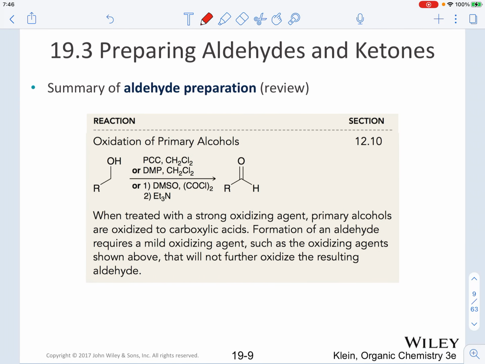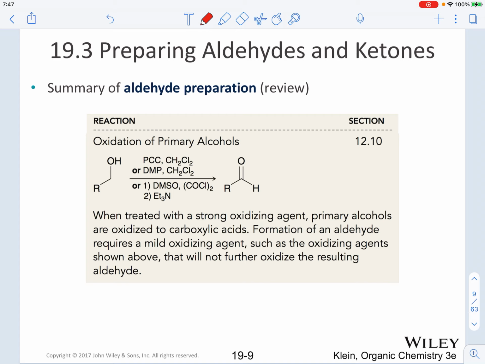Now let's go over the preparation of aldehydes and ketones. This is basically a review. So, the first thing that we're going to review is how to make an aldehyde. And remember that for aldehydes specifically, we have several ways in which we can prepare them. So we can actually prepare aldehydes by oxidizing primary alcohols.